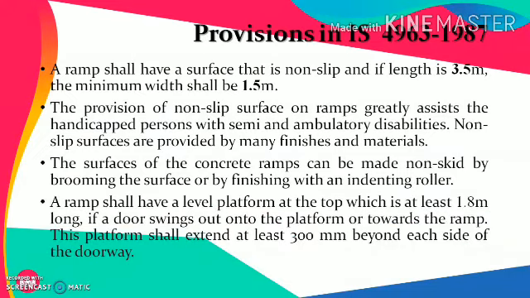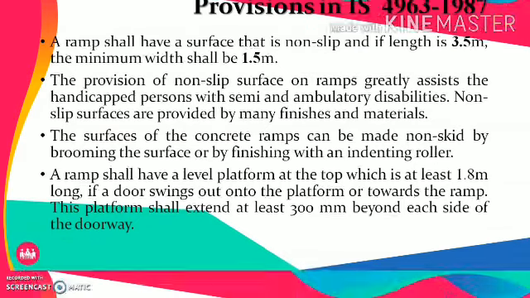A ramp shall have a level platform at the top which is at least 1.8 meter long. If a door swings out on the platform or towards the ramp, the platform shall extend at least 300 mm beyond each side of the doorway. So there should be a level surface of 300 mm at least from the edge of the door.